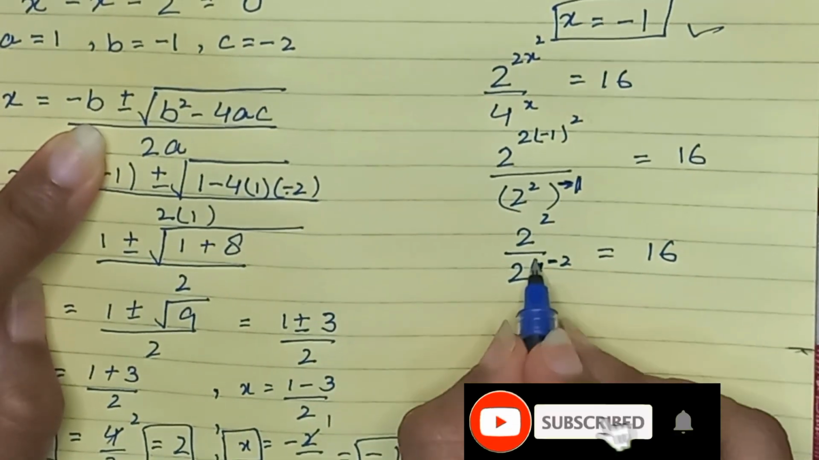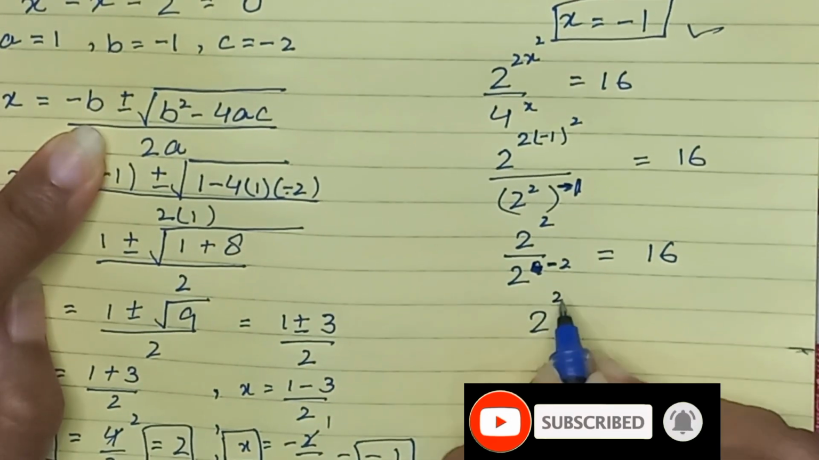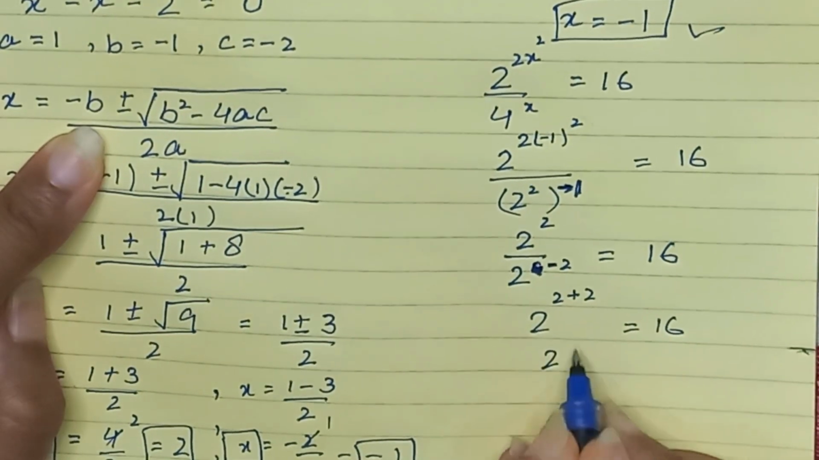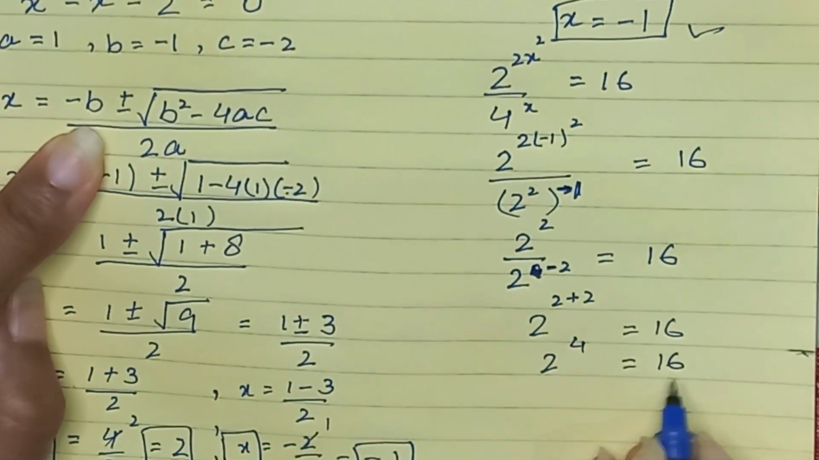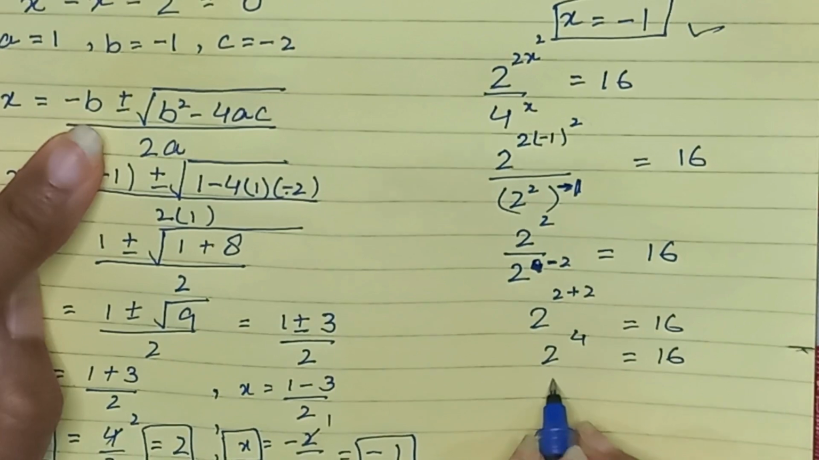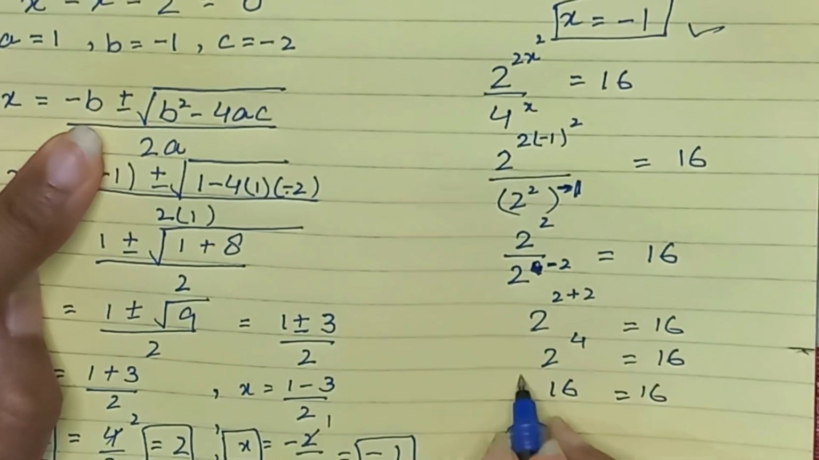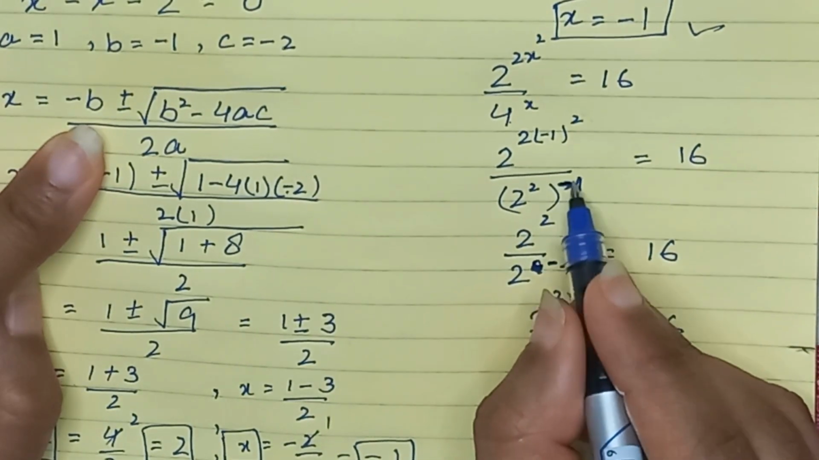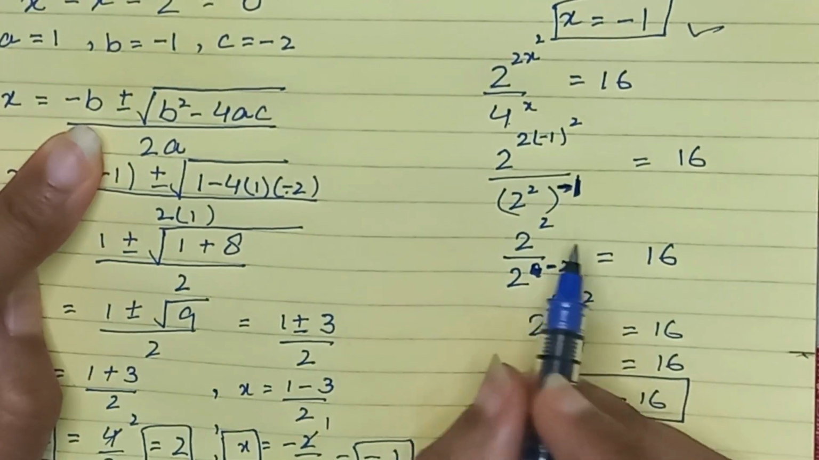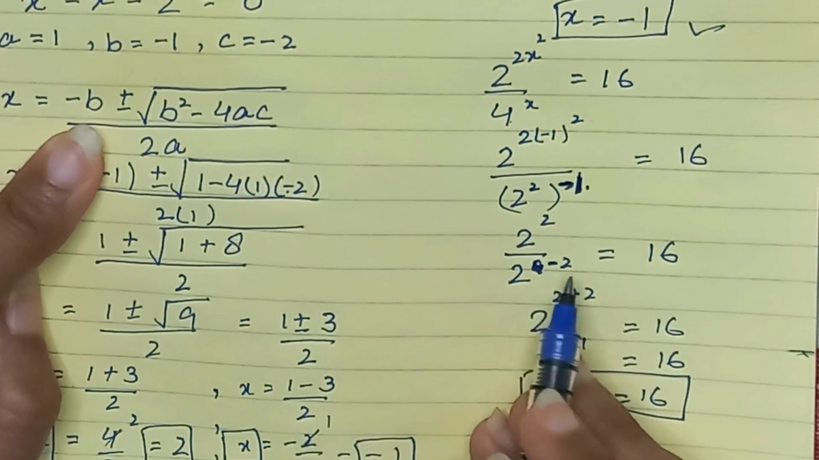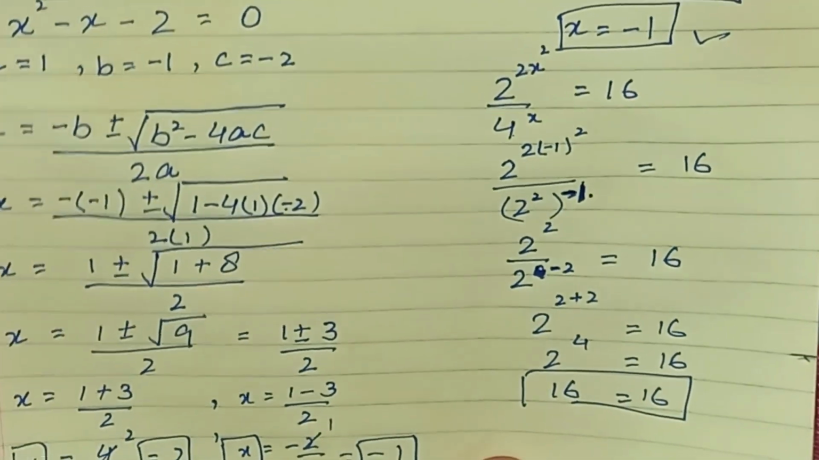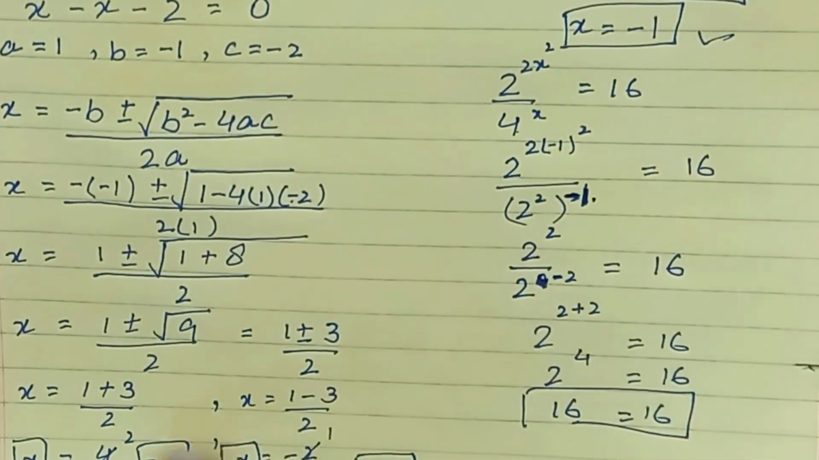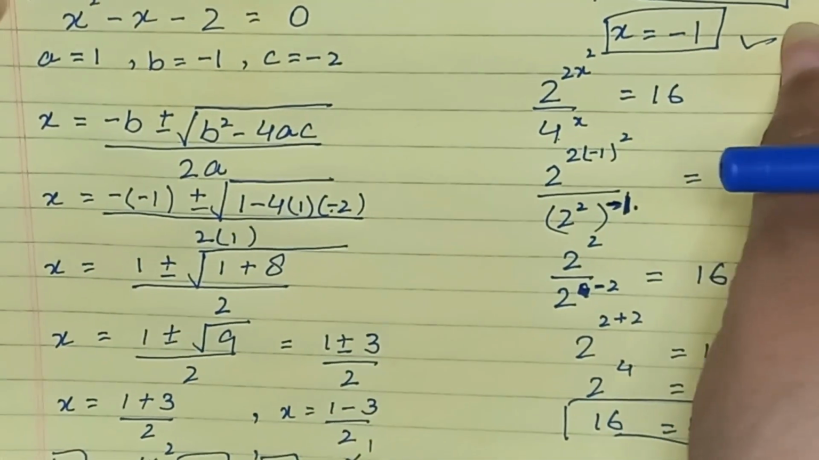Now 2 raised to the power 2 and -2 will be +2, which is equal to 16, and 2 raised to the power 4 is equal to 16. So 2 raised to the power 4 is the same as 16, which is equal to 16. Here 4 raised to the power x and x is -1, so it will become 2 into 1 -2. It means the values of x are +2 and -1. Both values of x satisfy our given equation.